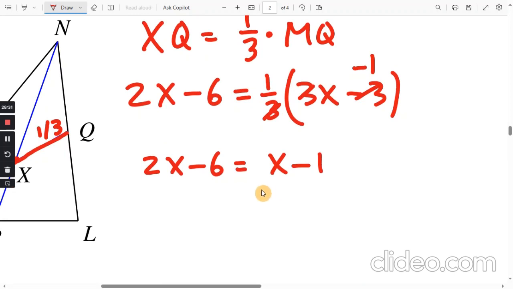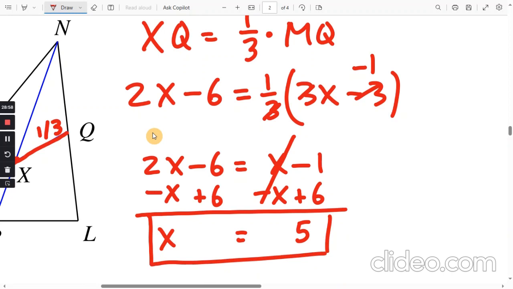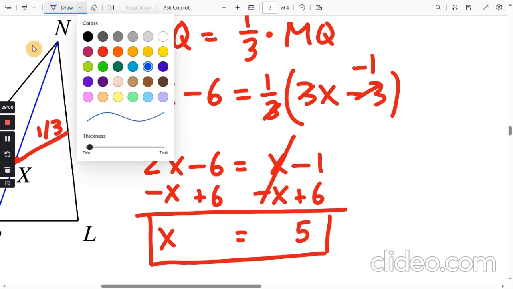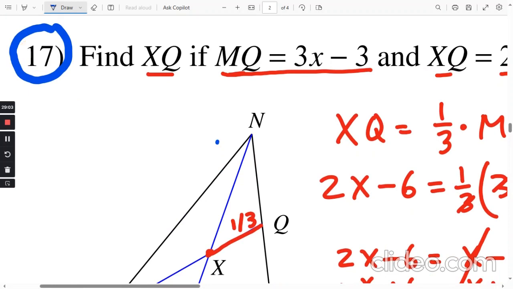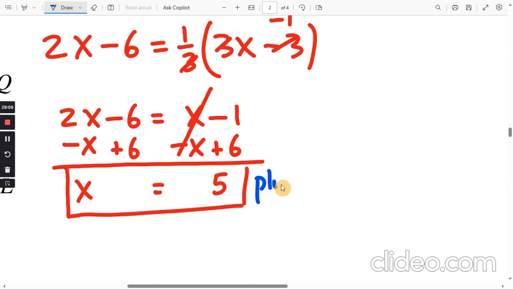And finally, solving for x, I'll do minus x on both sides. 2x minus x is just x. Bring down the equals. And x minus x cancels. And we want the numbers on the right. The opposite of negative 6 is positive 6. Negative 1 plus 6 is 5. So x equals 5. However, what did they ask us to find? They want us to find XQ. All right, so we want to take that 5 and plug it in.